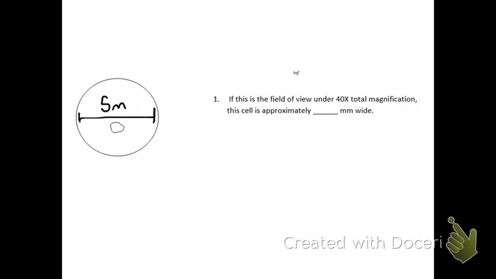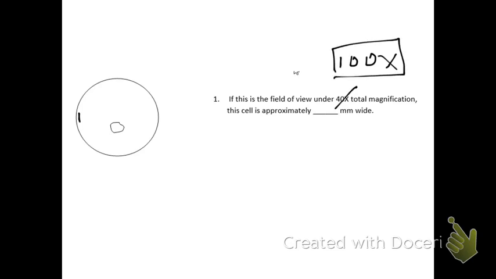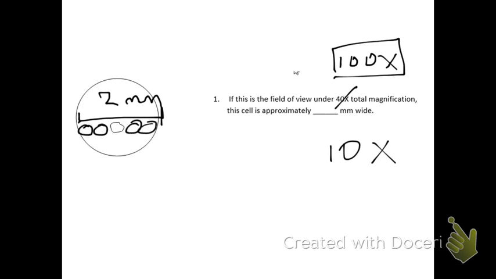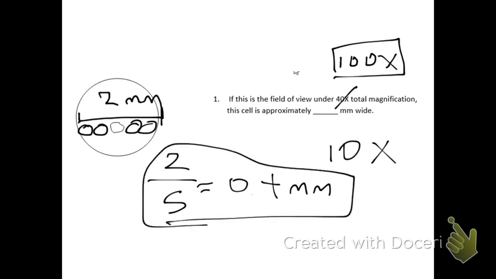What if instead this did not say 40x, but this said 100x? How would that change my answer? So if I am looking at this field of view and it's for the 100x, recall that means I'm using the 10x objective. Looking back, that means that this is 2 millimeters across. And if that entire field of view is 2 millimeters, and I can draw about 5 of these objects across, that hasn't changed. 2 divided by 5 would be 0.4. So that object would be roughly 0.4 millimeters.